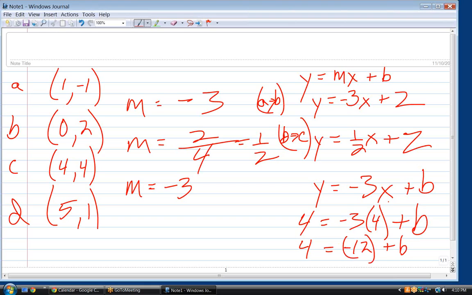In other words, when we're trying to solve for b, we're trying to isolate b. So forget everything else. Let's just try to get b on one side all by itself. All I have to do is get rid of that negative 12, and I'll have b on one side all by itself. So if I add 12 to both sides, I get 16. So now I can plug in 16 for b. And there's the equation from C to D.